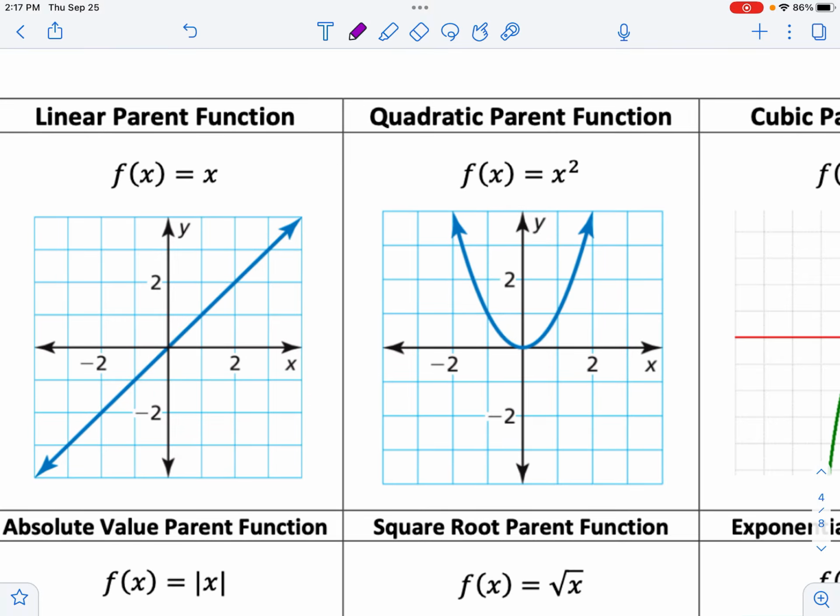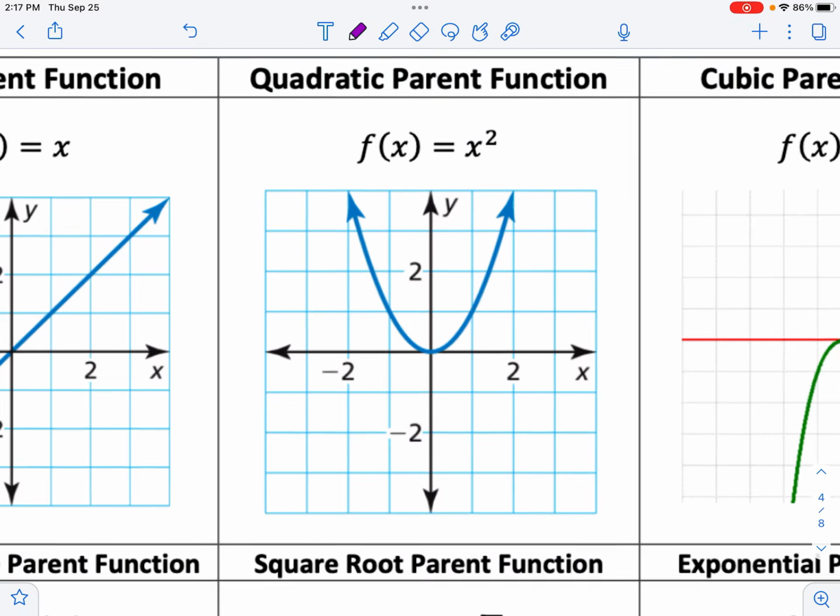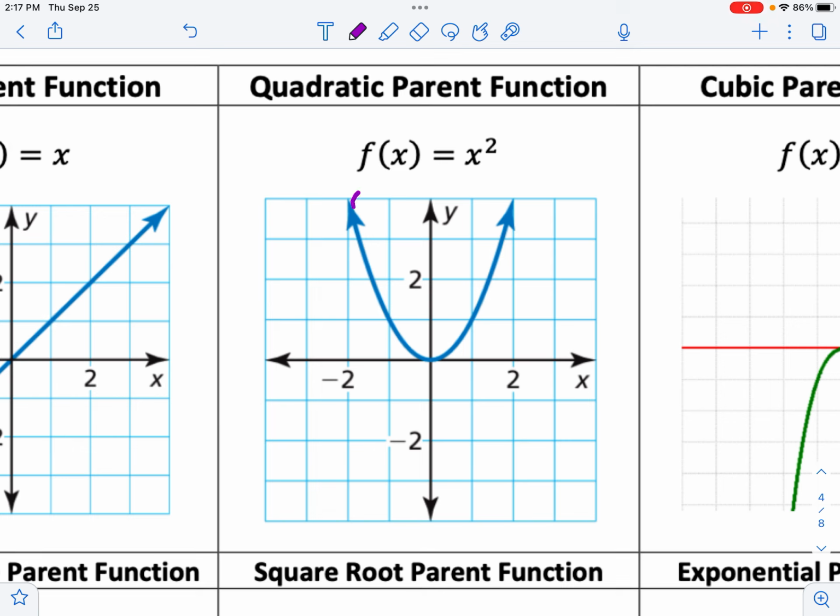Okay, so another one is the quadratic function, which is f of x is equal to x squared. The most basic quadratic function is this parabola that you see here. The vertex is at 0, 0. You have a couple points like 1, 1, and negative 1, 1. Quadratic function.